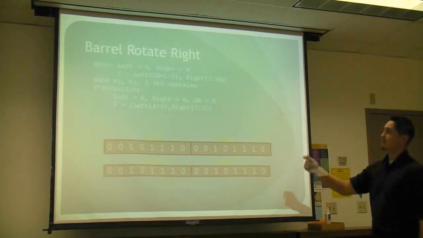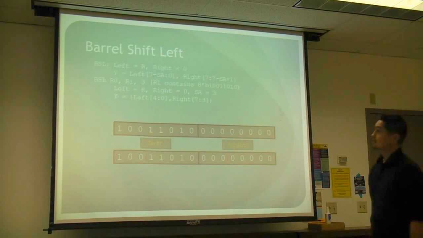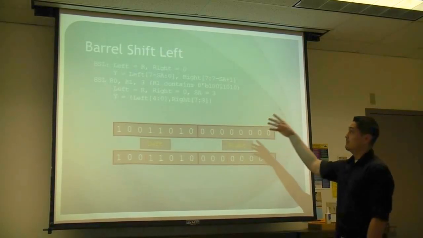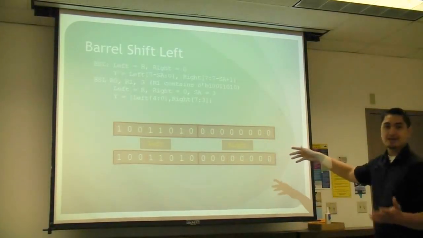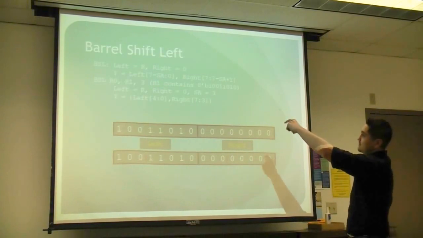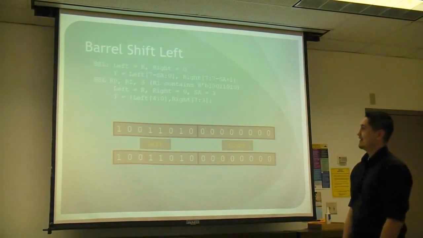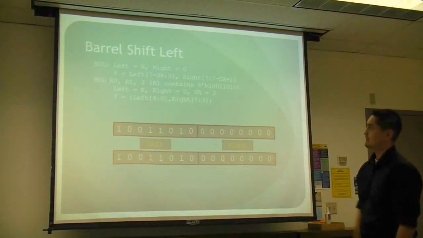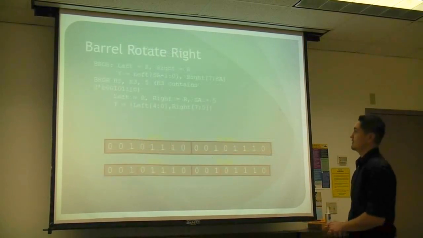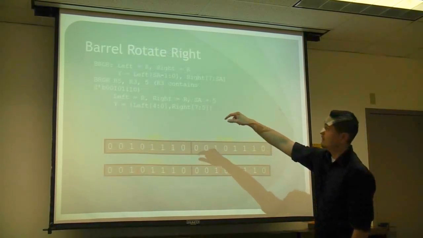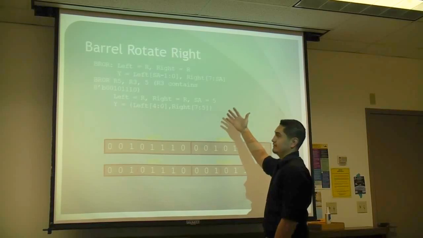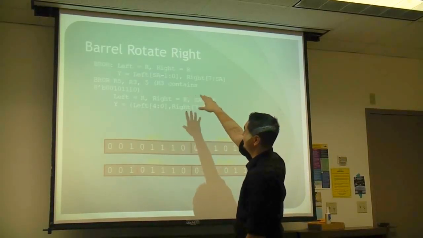And it would work the same way for... Go back. So that's for your barrel shift left. Barrel shift right is the same way, except you would shift around the bits. And here's an example for your barrel roll to your right. Very similar to the barrel shift left, but it's a little bit different.